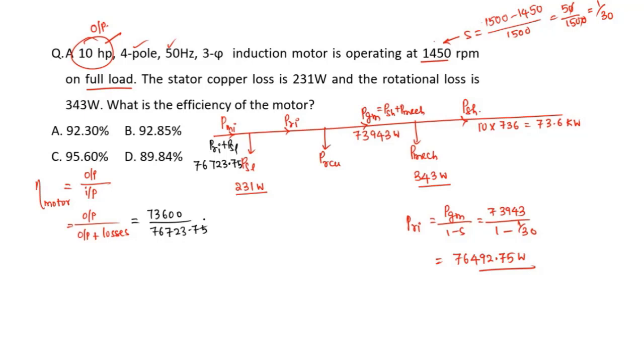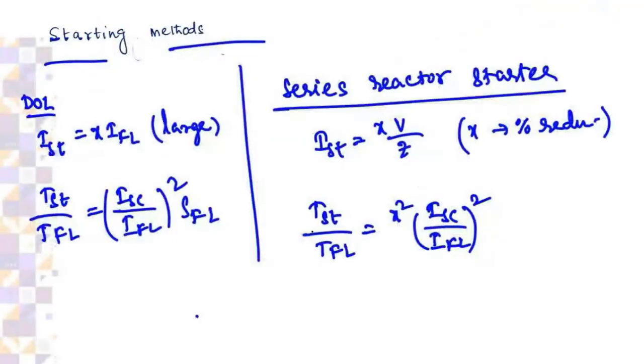So if I do it, I'll get it as around 95.92%. Maybe 95.92, I'm getting 95.6. Approximately C could be the answer. Okay. So this is how you can do the calculation in power flow.